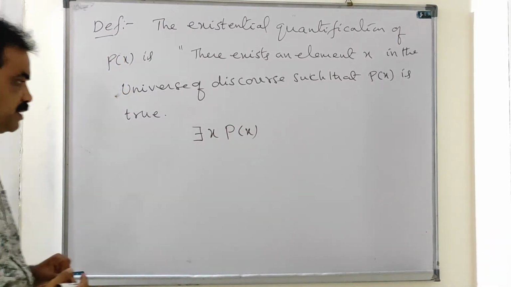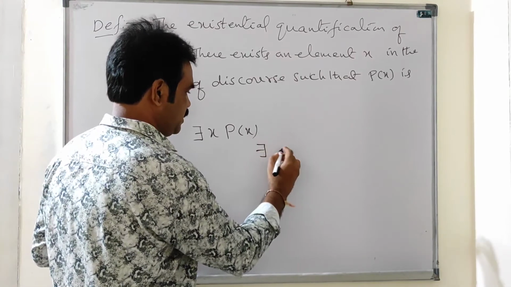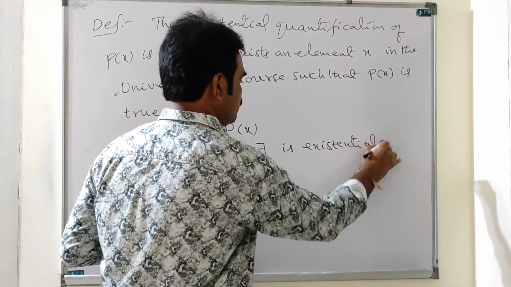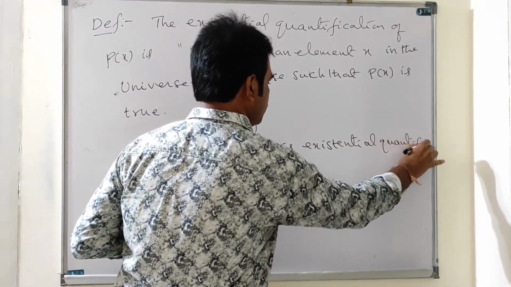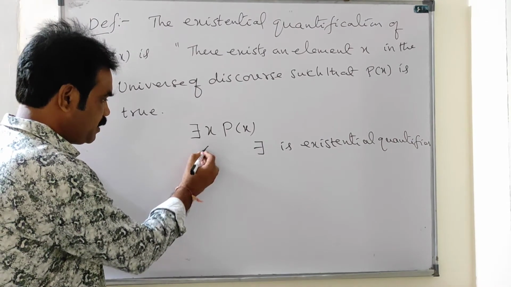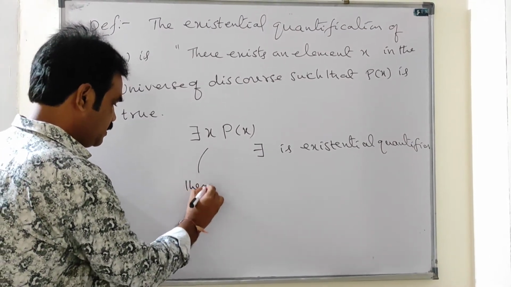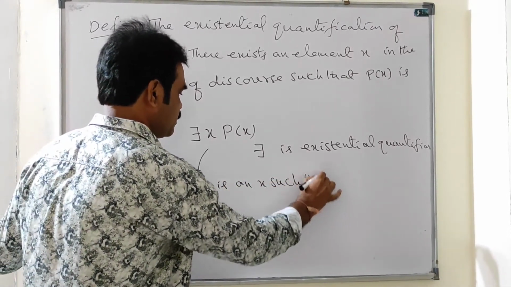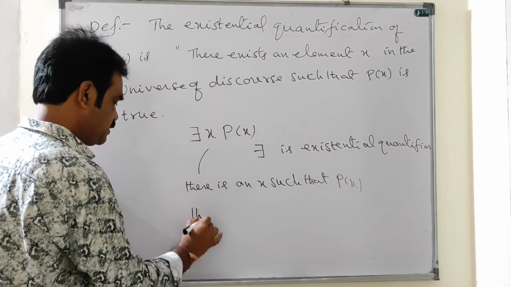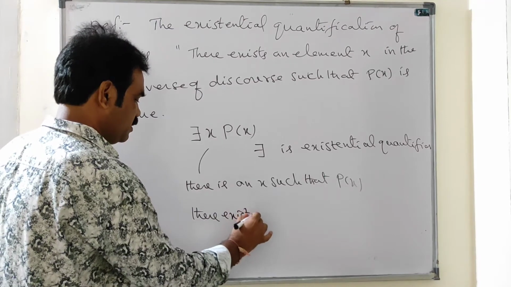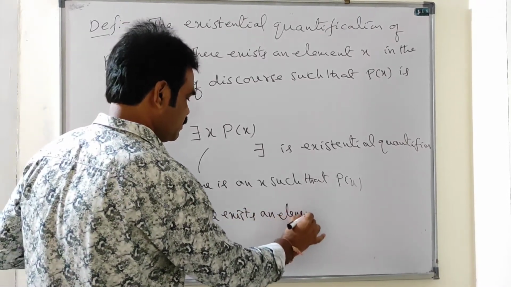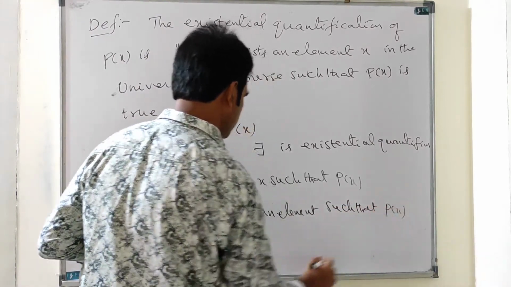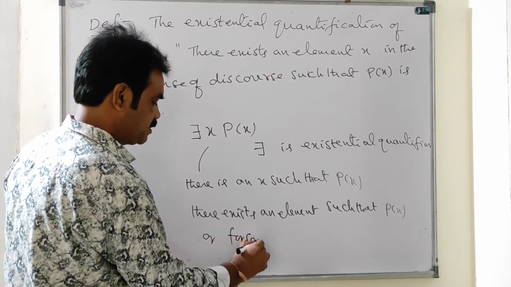There exists x P of x. Here there exists is called the existential quantifier. The existential quantification of P of x is read as there is an x such that P of x, or there exists an element x such that P of x, or for some x P of x.